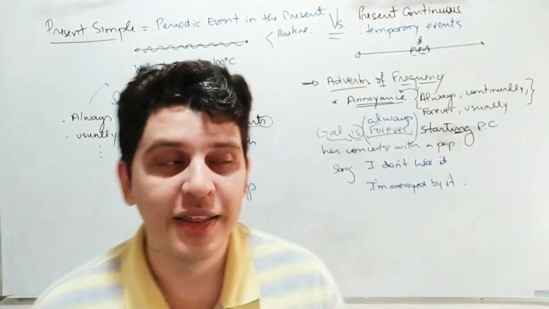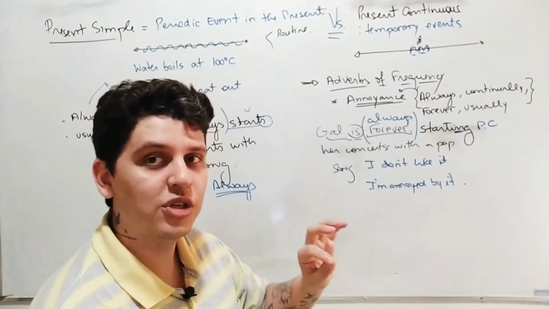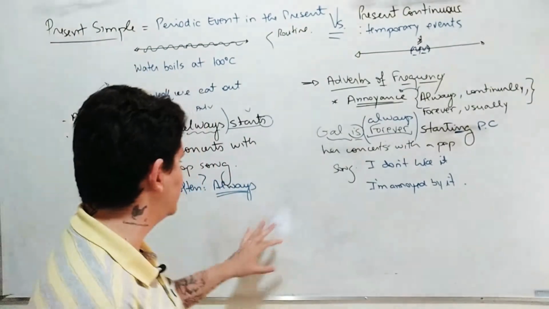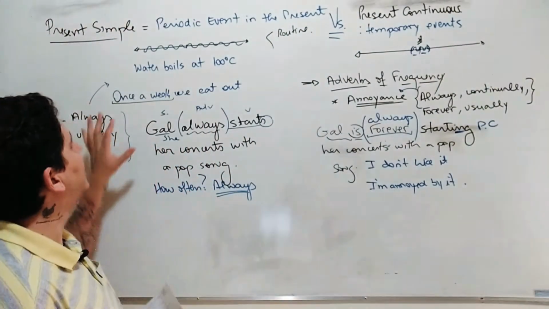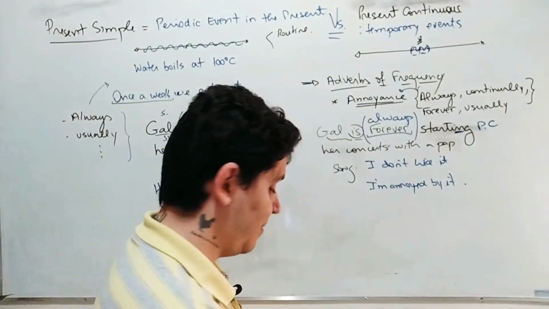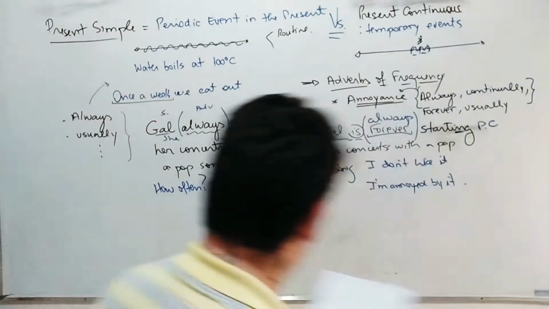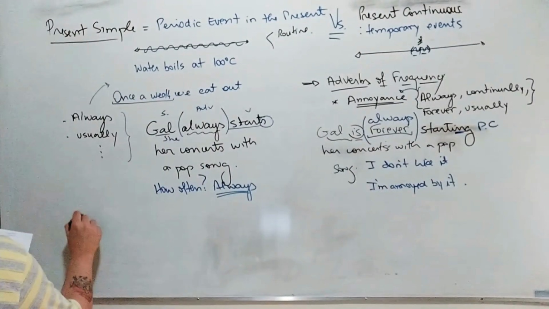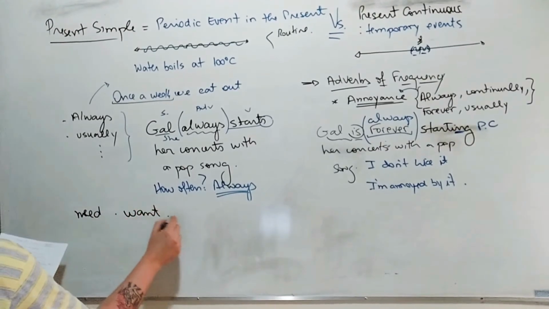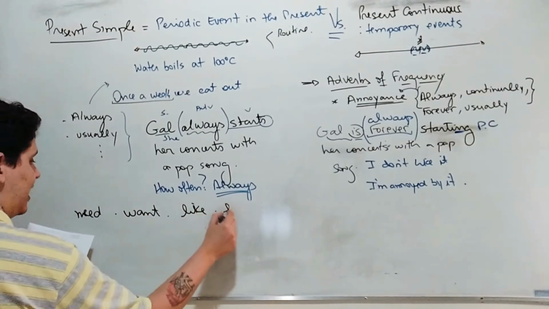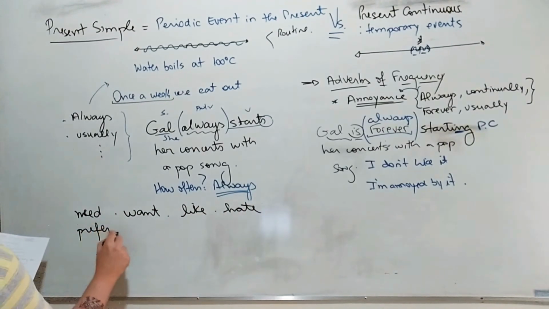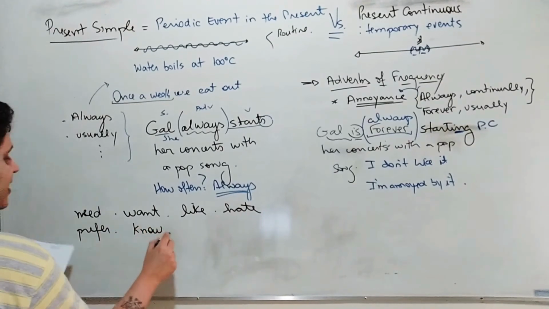So for now, these verbs don't usually come with present continuous, okay? They are very useful and very used when we are saying something in the present simple. Okay, so let me write you some of these verbs. So here they are: need, want, like, hate, prefer, know.